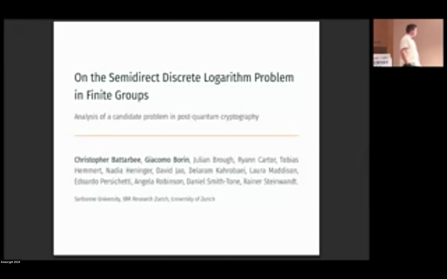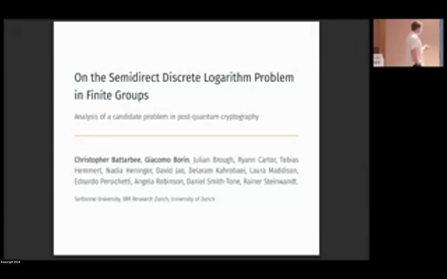Well, thank you very much for the introduction, and more generally to the organisers. It's exciting to be here in Kolkata. Giacomo and I are going to talk about the completion of a program of cryptanalysis to do with a plausibly post-quantum problem called the semi-direct discrete logarithm problem, which lies somewhere outside the standard NIST stuff.